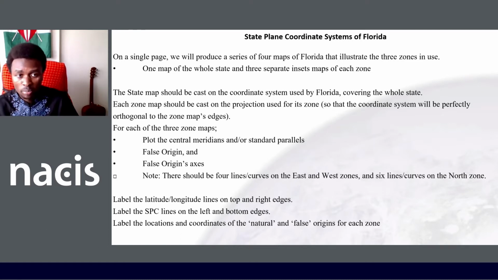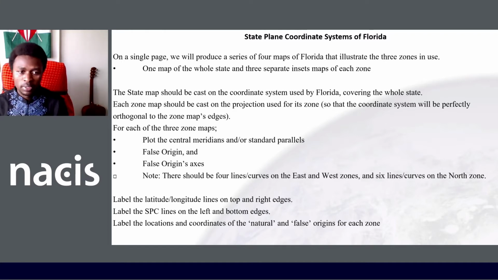On a single page, we are going to produce a series of form maps of Florida that illustrate the three zones. One of the maps should be for the whole state, and the other three should show the three different zones. The state map should be cast on a coordinate system used for Florida, and then each of the three zones should be cast on a coordinate system that is used for that specific zone.